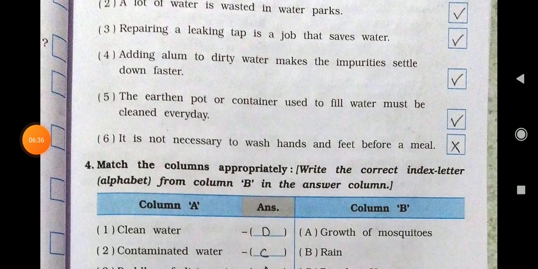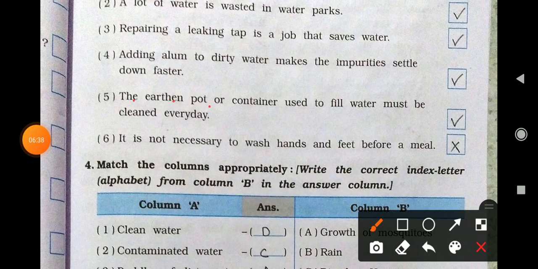Then after number 5, the earthen pot, or you can say clay pot or container used to fill water, must be clean every day. Yes, this is true. Number 6. It is not necessary to wash hands and feet before a meal. Wrong. It is very necessary. You have to wash your hands and feet before taking a meal.